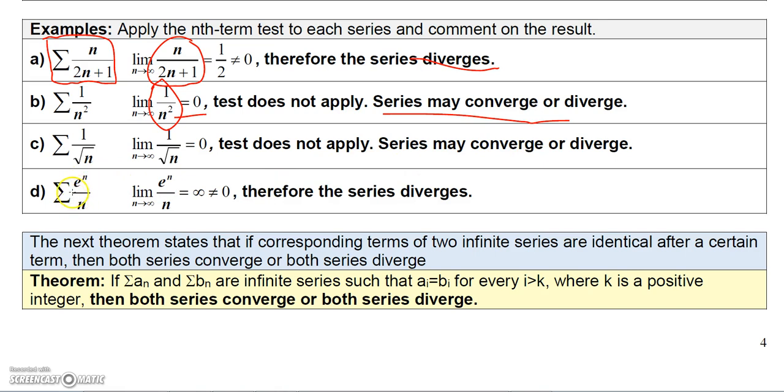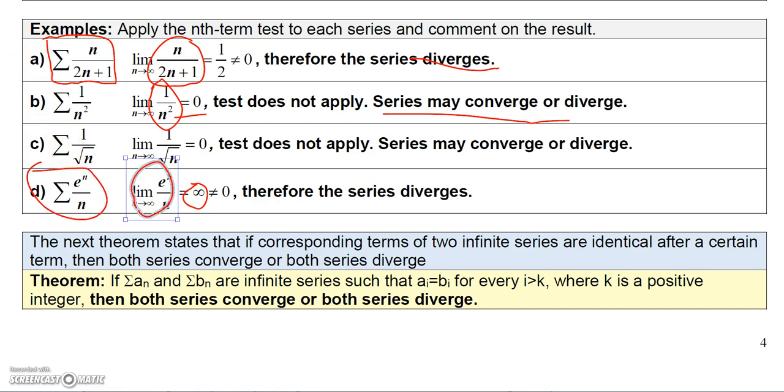Now here we've got a little bit different problem. This is e to the n over n. Now you can actually apply L'Hopital's rule to this. The derivative of the top is just going to be e to the n, the derivative of the bottom is going to be 1, and so as n goes to infinity, e to the n goes to infinity. So this limit is infinity. But that's not 0, and the theorem says if the limit of the nth term does not equal 0, then we know the series diverges. So since this is not equal to 0, this series must diverge.